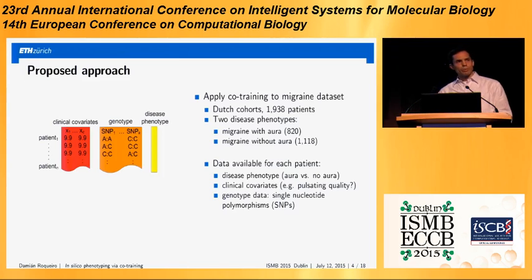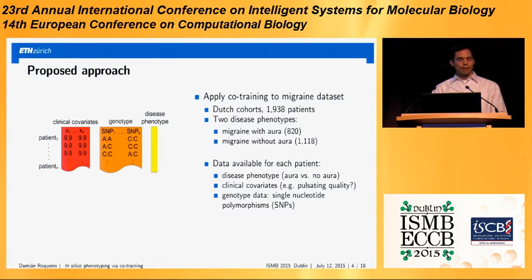So the methodology that we propose is a variation of co-training, but let me illustrate here how we applied this method on a migraine data set. On this data set, obtained from two Dutch cohorts of approximately 2,000 patients, we have two disease phenotypes, migraine with aura or migraine without aura. These have been very well studied, even the genetic components of these diseases. They have different disease outcomes and therapies.